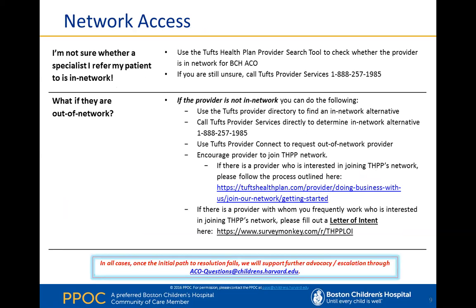Okay, so network access. Depending on where the majority of your patients are coming from, we've already had the geography for the practices that are joining the ACO, so we should have a pretty consistent network near you. The best way to find out if one of your specialists that you're referring patients to is in network is to go to the Tufts Health Plan Provider Search tool. Once you get in there, you can drop it down to the Tufts Boston Children's ACO, put in the name of the provider, and it will tell you if they're in network or not.